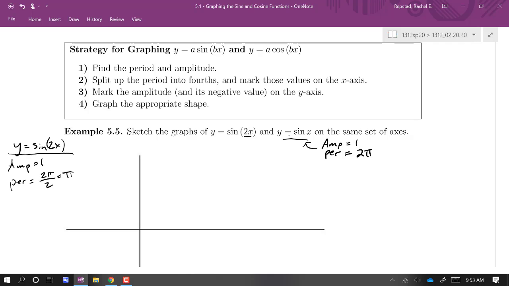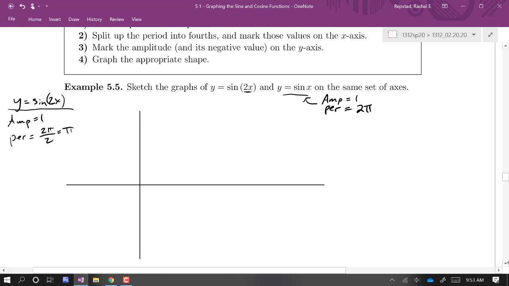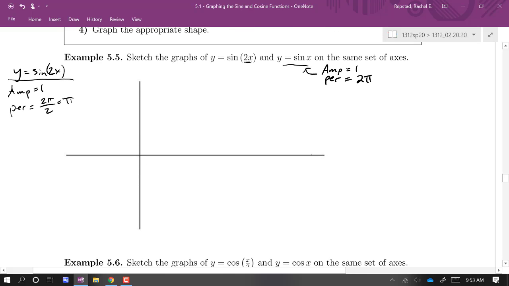When it comes to the period, I have to make sure I can accommodate the longest period, and then I'll just fit the shorter period within that. So I need to go as far up as 2 pi. I'm going to cut this into fourths, just like we've been doing. That's pi. This is pi over 2. 3 pi over 2. So maybe actually let's just plot sine x first.